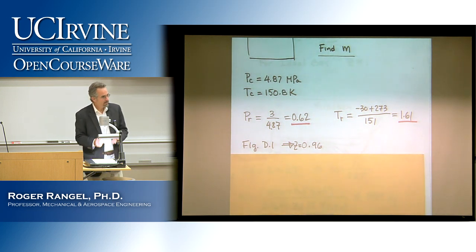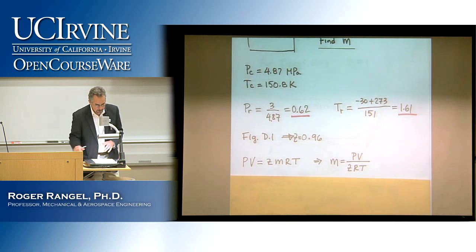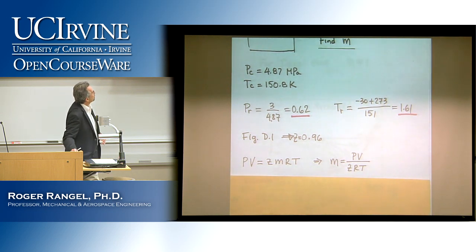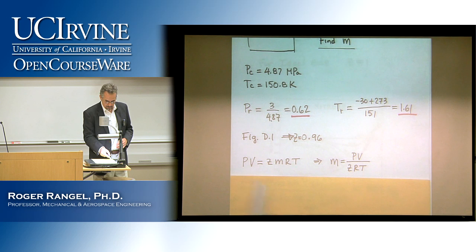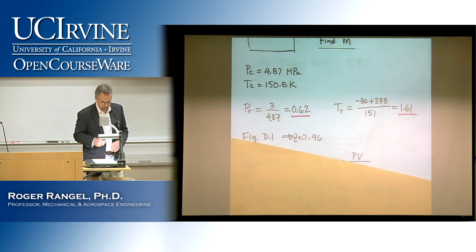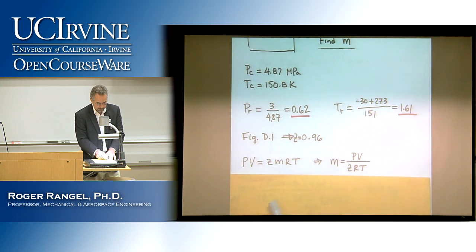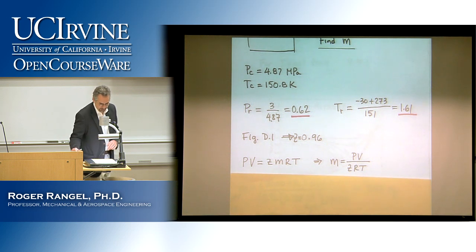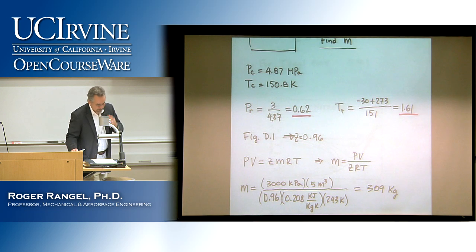But this is the way, if I want to be very precise, then I have to put this Z into my equation that includes the compressibility factor. So PV equals ZmRT. Note that I rewrote it now in terms of the volume, not the intensive volume, so the mass shows. So that's what I want. I want to solve for the mass. And I get that, so I plug in all the numbers, I get 309 kilograms.